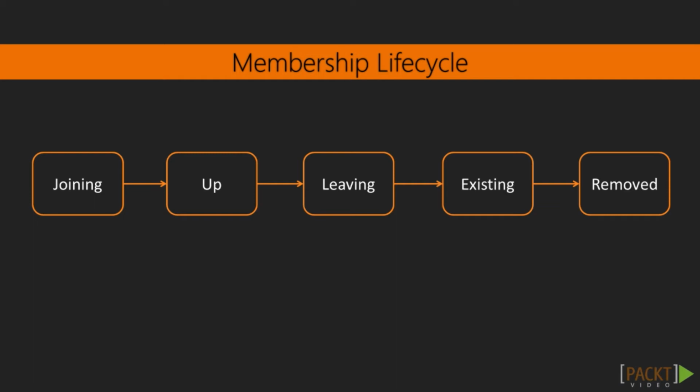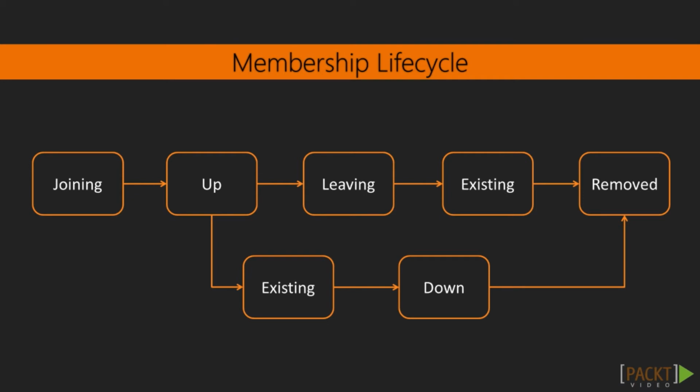If something abnormal happens on the node, it is set to unreachable until the leader decides to mark it down. This can happen only when auto-downing is enabled, or Akka split brain resolver is used, or an operator or node invokes the down command explicitly.